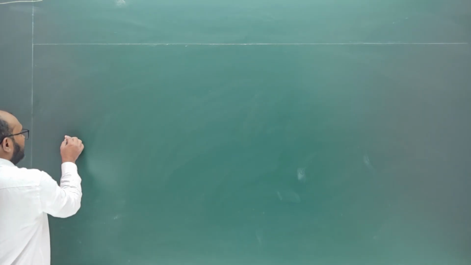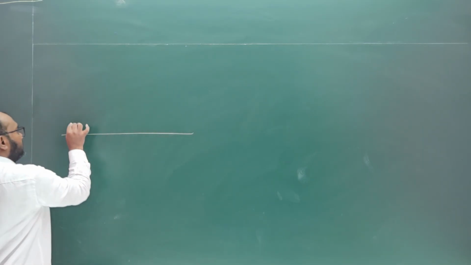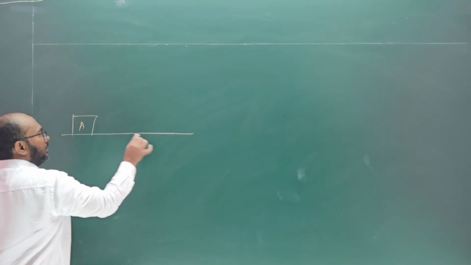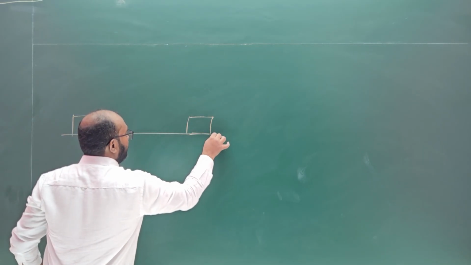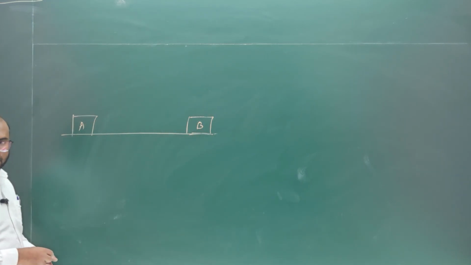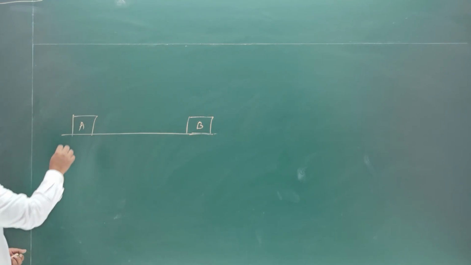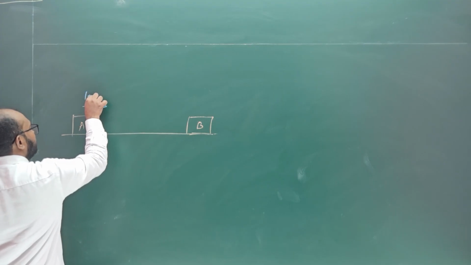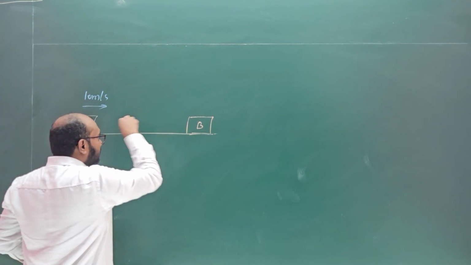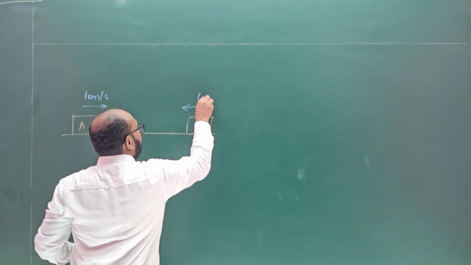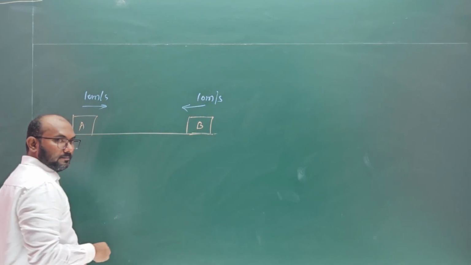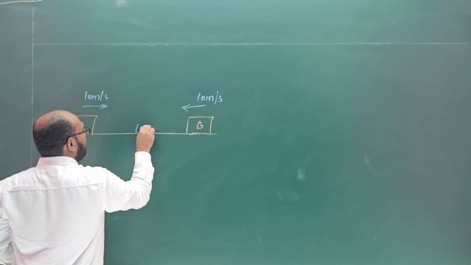Let us try to understand the next case. Consider here is body A and here is your body B. Consider body A is moving with 10 meters per second and body B is moving in the opposite direction with 10 meters per second. Let the initial separation be 10 meters.